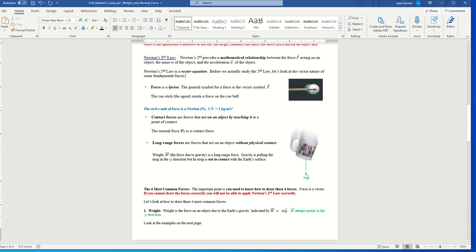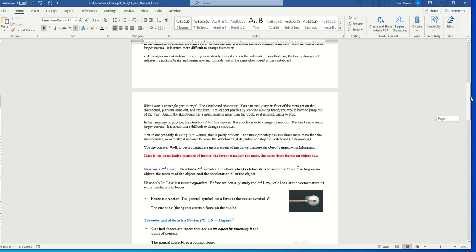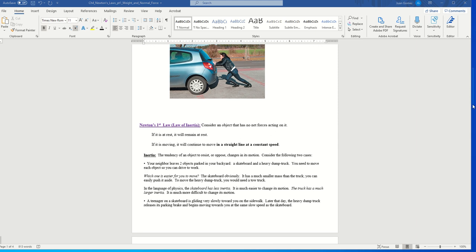Well, again, force is a vector. The general symbol for force is the vector symbol, just F here with the arrow on top. Any vector, you draw it with the arrow on top. Nothing complicated. Here's an example. You're hitting the cue ball with the cue stick, and the cue stick is the agent. It exerts this force, indicated by the red vector, on the cue ball. But again, I'm not really big about agent and object. Basically, it's pretty obvious. One object is exerting a force on another object. In this case, the cue stick is exerting a force on the cue ball. In the previous example, the woman was pushing her car.